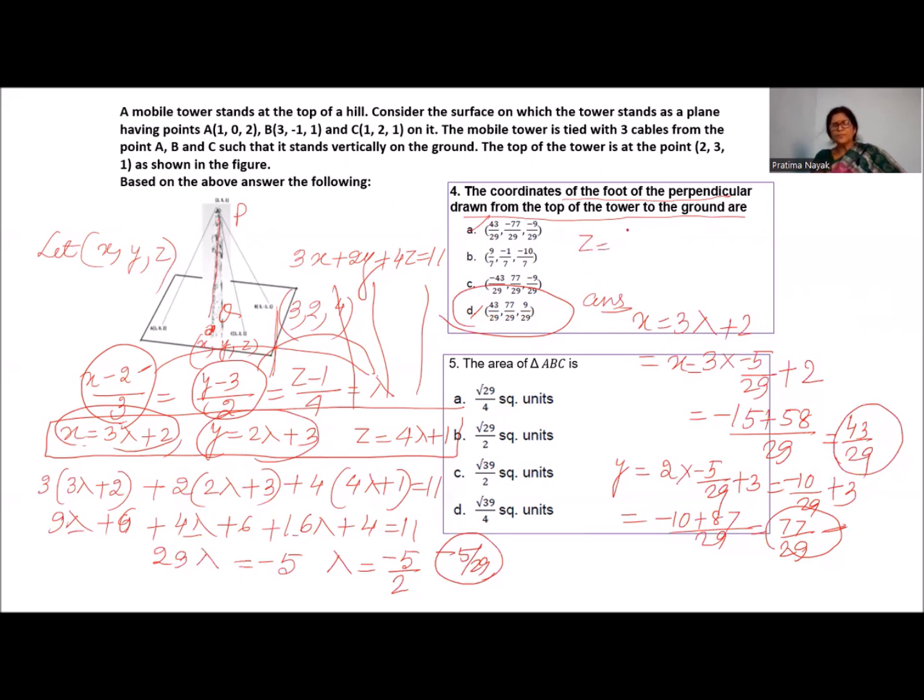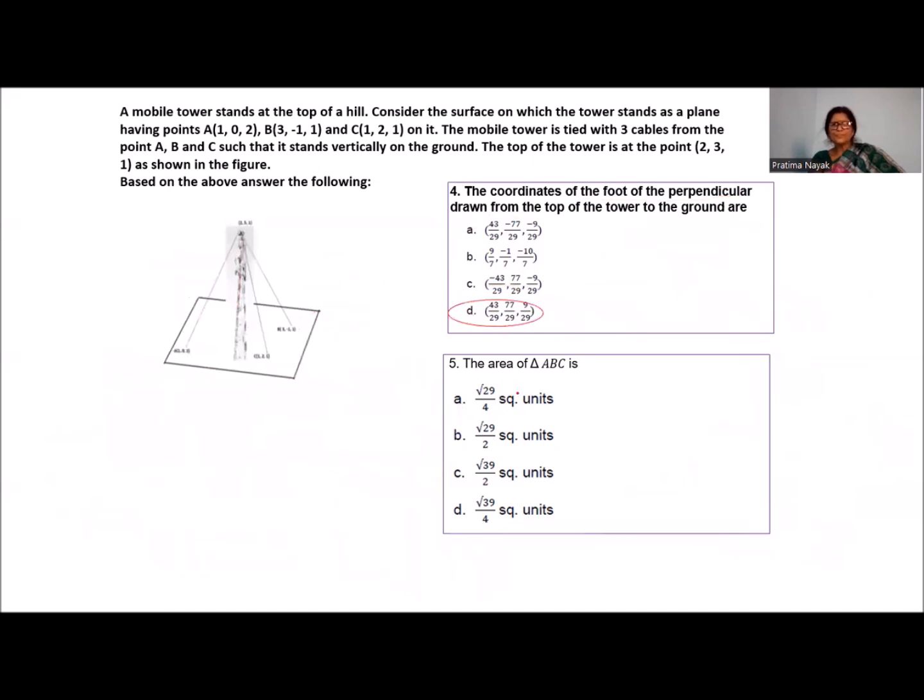Z is equal to 4 into lambda, minus 5 by 29, plus 1. So this will be minus 20 by 29 plus 1. That will be 9 by 29. So yes, this is correct. Now coming to the fifth one. Fifth one is the area of triangle ABC will be.